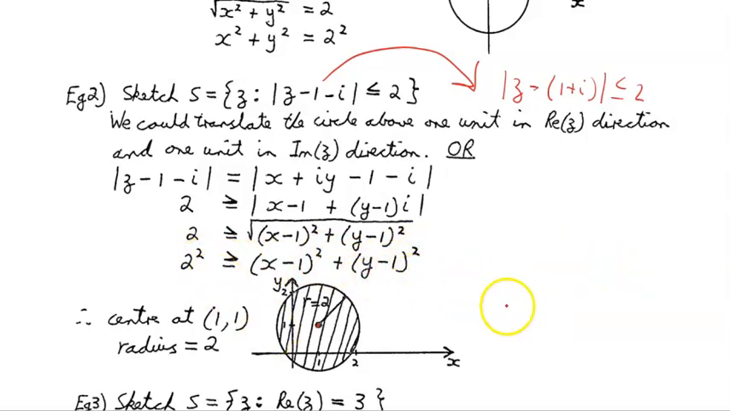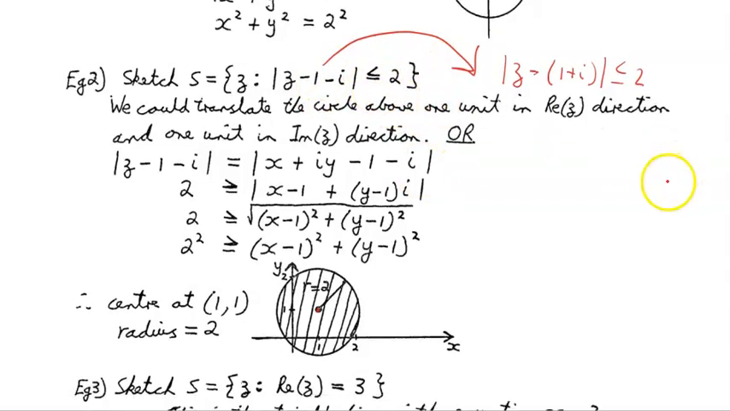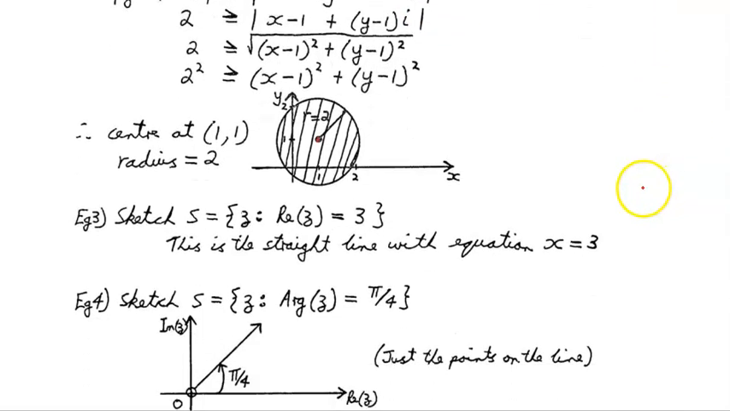So we do have a circle of radius 2. We have the points on the circle, but we also have everything within the circle. So that's all shaded in, because remember, it's a region we're interested in, because of the inequality. Let's have a look at example 3.